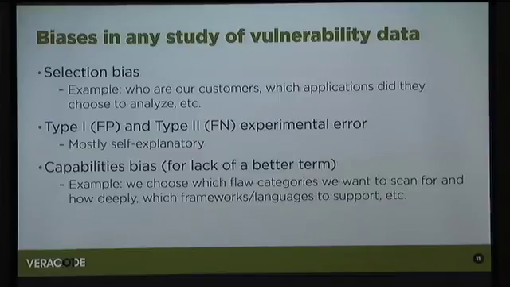I didn't really know what to call this, but capabilities bias: we build the technology, we decide what to scan for, we decide where to go deep and shallow in certain areas. We try to, of course, go as deep as we can in all areas, but there's going to be some bias to the nature of the technology itself. So that's also baked in. If we're really, really bad at a particular language because we just released it and we haven't gotten as mature on that as we have for an older language, then that's going to be baked into the data as well.